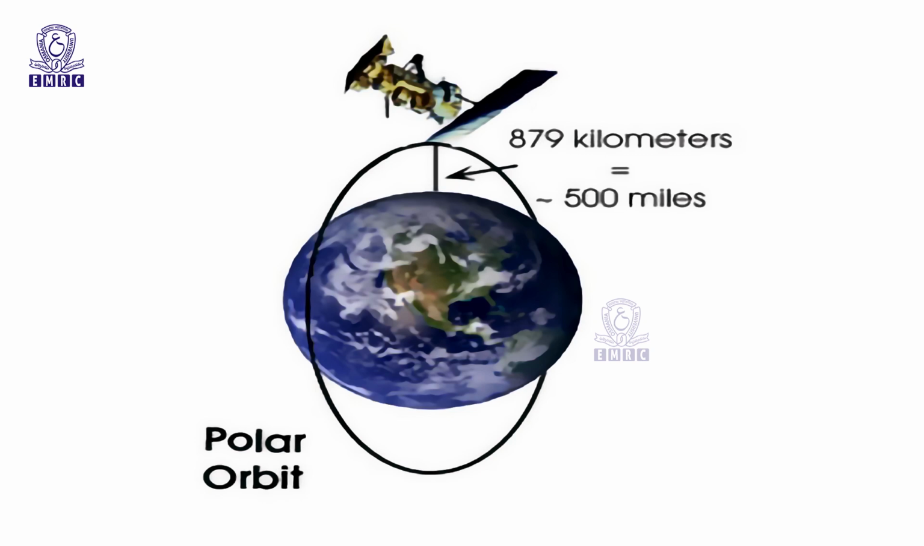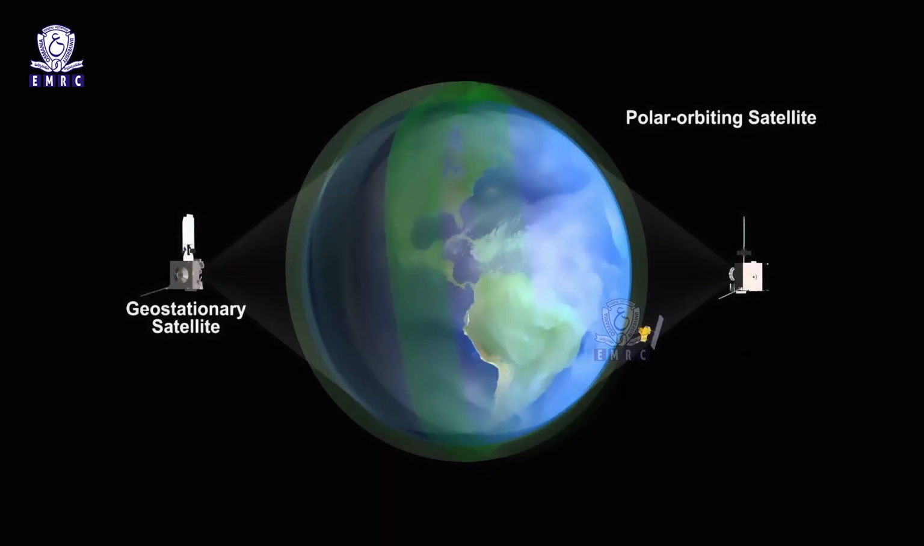Polar satellites circle at a much lower altitude, at about 850 kilometers. This means the polar satellites can photograph clouds from closer than the high altitude geostationary satellite. Polar satellites therefore provide more detailed information about violent storms and cloud systems.